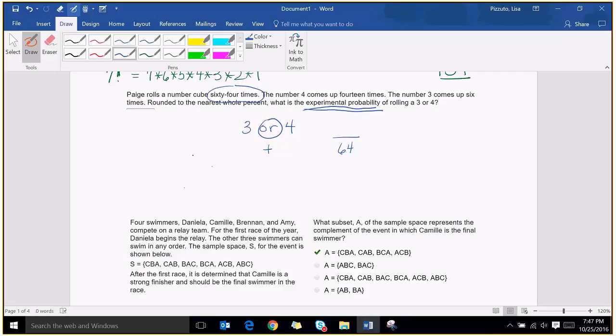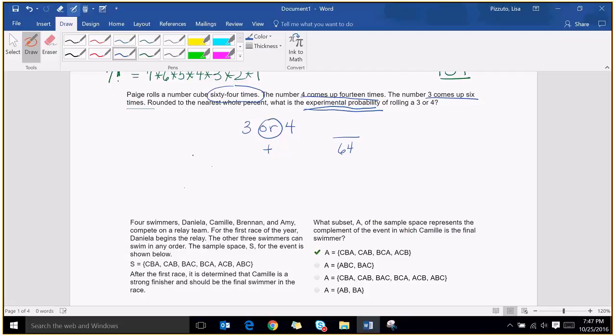How many were threes? Um, Paige rolling. So a number cube goes up to 6. No, look at my screen. Let's read it again. Paige rolls her number cube 64 times. The number 4 comes up 14 times, and the number 3 comes up 6 times. Oh, so we just add them.